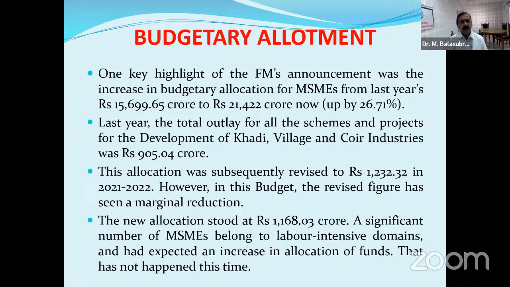Last year, the total outlay for all schemes and projects for the development of Khadi, village and coir industries was 905.04 crores. This allocation was subsequently revised to 1,232.32 in 21-22. However, in this budget, the revised figure has seen a marginal reduction. The new allocation stood at 1,168.03 crore. A significant number of MSMEs belong to labor-intensive domains and had expected an increase in allocation of funds. That has not happened this time. Next, please.